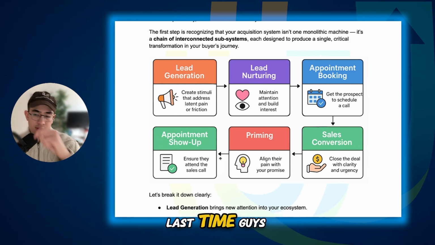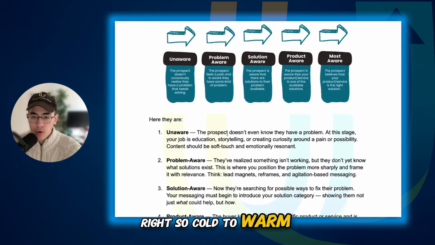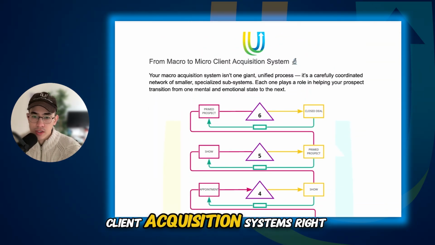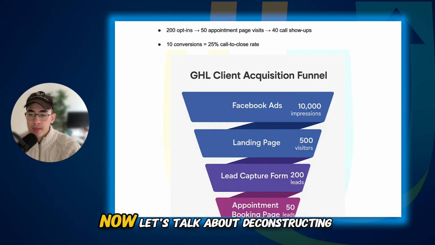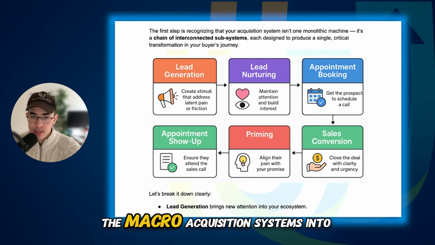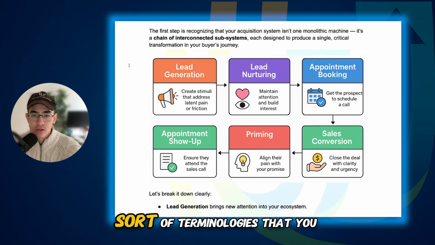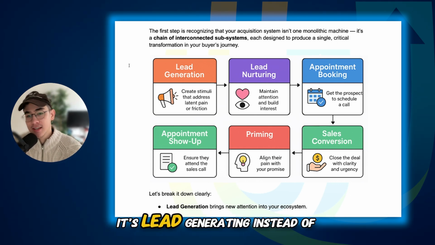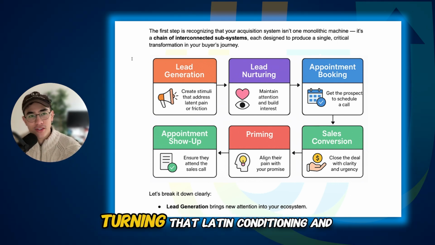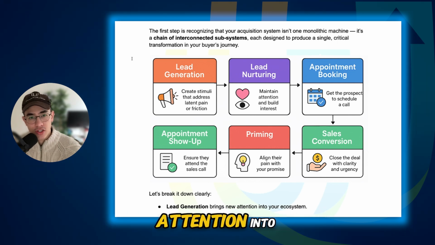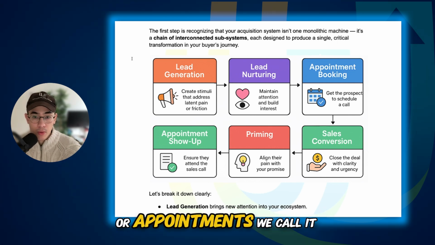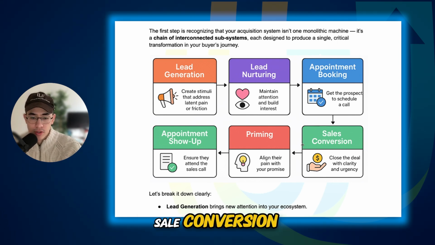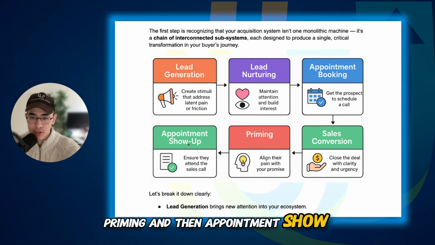So we talked about this last time, guys, right? Cold to warm, we talked about the 5 stages of awareness, and we talked about the macro to micro client acquisition systems. Now let's talk about deconstructing the macro acquisition systems into terminologies that you are more familiar with. So instead of latent conditioning, it's lead generation. Instead of turning that latent conditioning and attention into leads or appointments, we call it lead generation and lead nurturing, appointment booking, sales conversion, priming, and then appointment show-up rates.